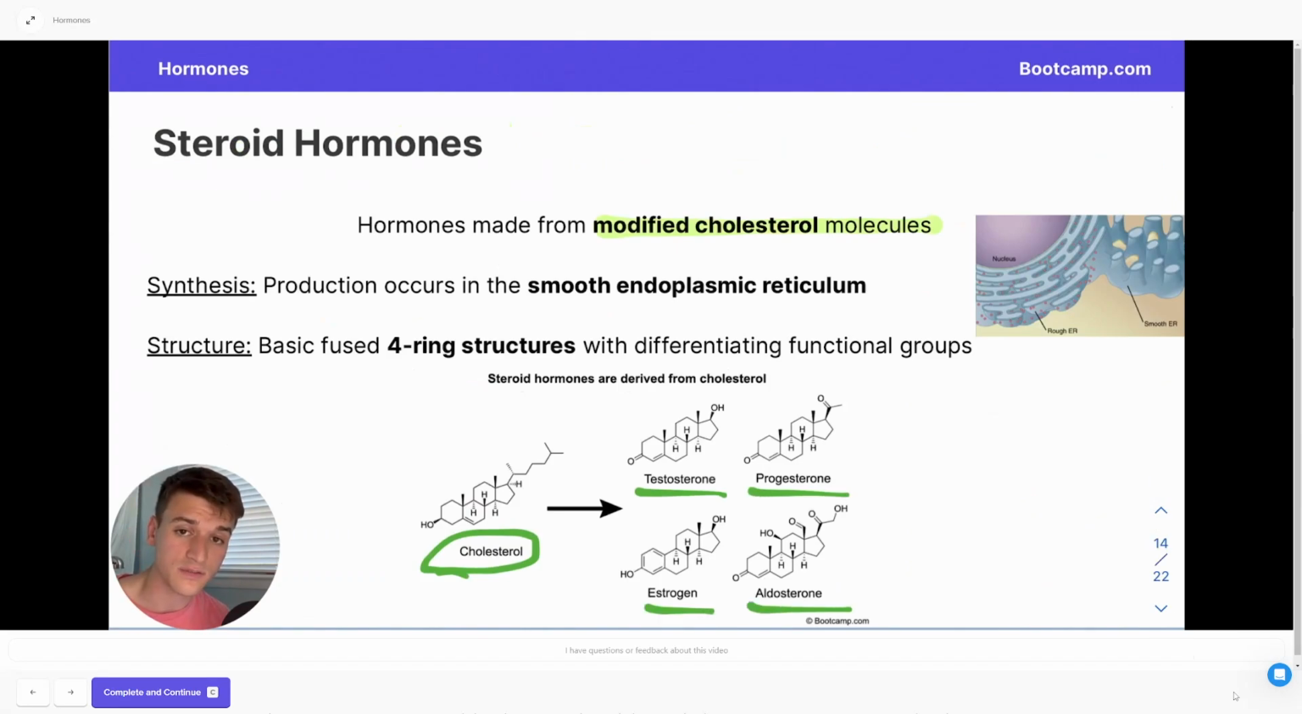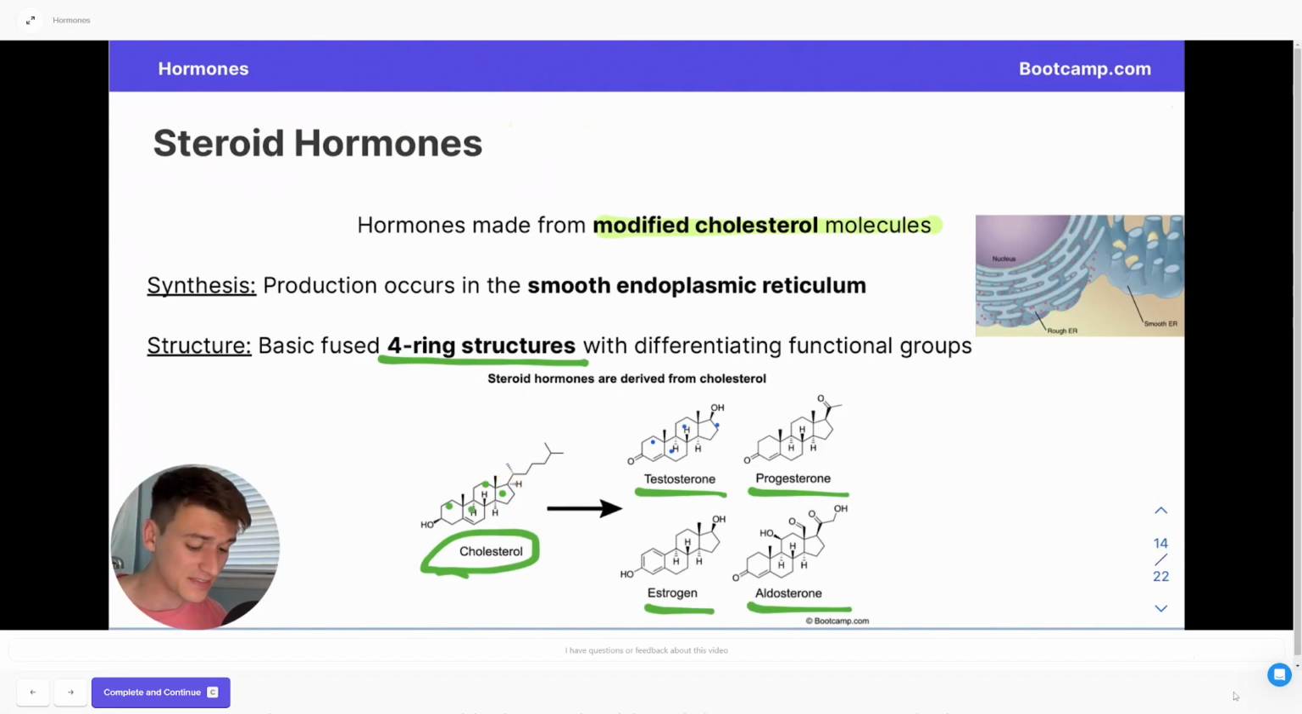The key identifying structure is the fused 4-ring structure. If we were to look over to cholesterol, we can see 1 ring, 2 rings, 3 rings, and 4 rings, with the 4th and final ring having a pentose shape rather than a hexagonal shape. And we can see that the same is true for our example steroid hormones. Let's look at testosterone. 1, 2, 3, 4 rings. Progesterone is the same, estrogen, and aldosterone.